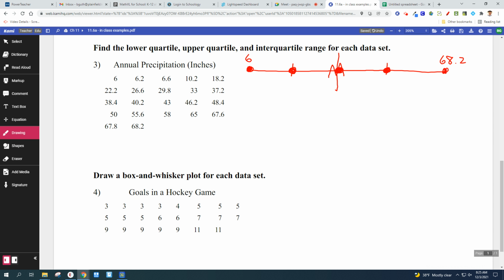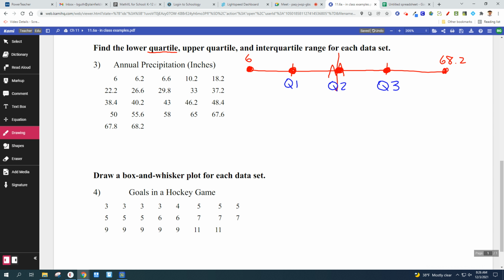4 equal parts. It's talking about the quartiles, all right? I just split this line into 4 equal parts, all right? So a lot of the times you'll call this Q1, Q2, and Q3, okay? So those are my quartile numbers.